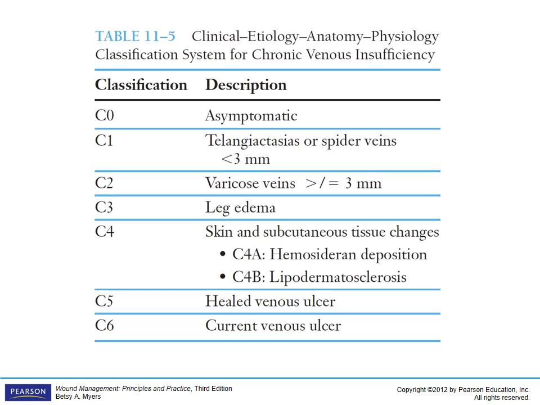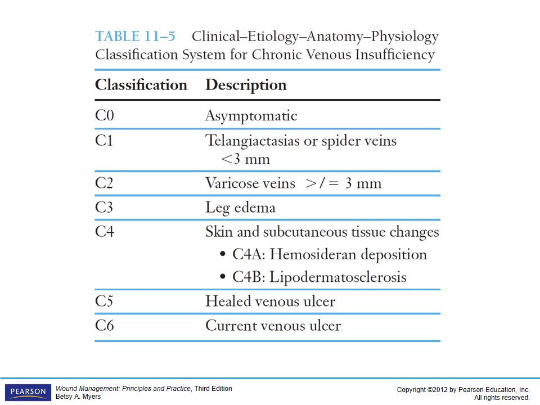And then a C4B is lipodermatosclerosis. I can never say that word. Anyway, what that means is that with someone who has a chronic venous insufficiency as a result of a large amount of obesity, you'll actually see sclerosis of the skin. So it starts to get very elephant-like, if you will.